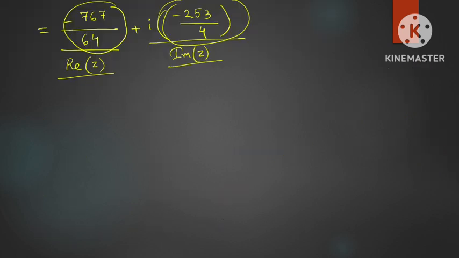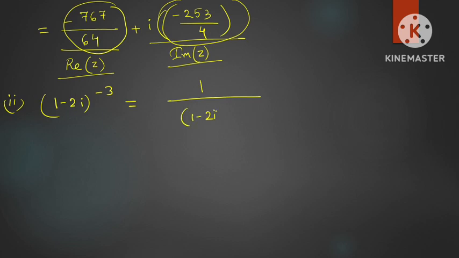Now coming to the second part. It is (1 minus 2i) whole to the power minus 3. We can clearly write this as 1 divided by (1 minus 2i) whole cube. Now we have to expand it. So we get 1 cube minus 3 into 1 square into 2i plus 3 into 1 into (2i) whole square, and now minus (2i) whole cube.